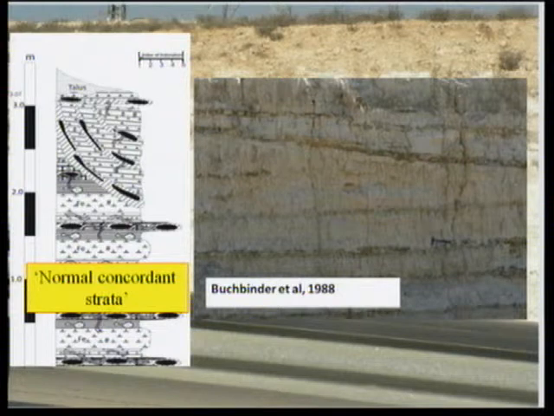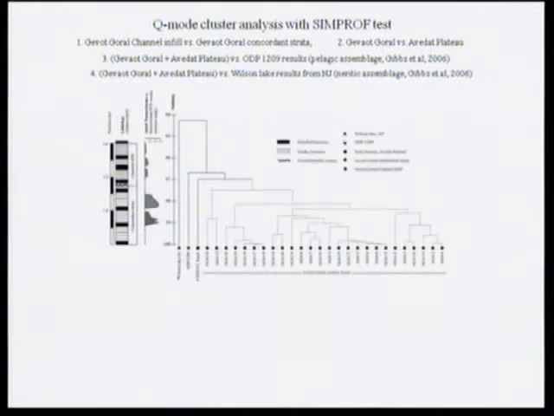And okay, we have normal concordant strata, we have a channel infill, and Q-mode cluster analysis with the SIMPROF test, testing the Gevaot Goral against the results of ODP 1209 on the Shatsky Rise. They think that this is a pelagic assemblage, and against the results of Wilson Lake in New Jersey. Those who published it think that this is a neritic assemblage. Let's see if it correlates with what's happening to us.